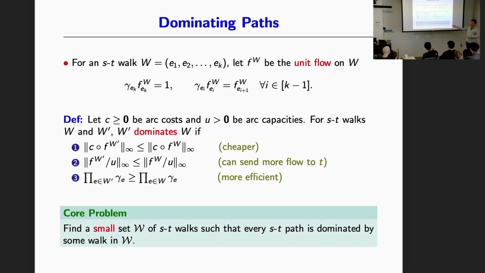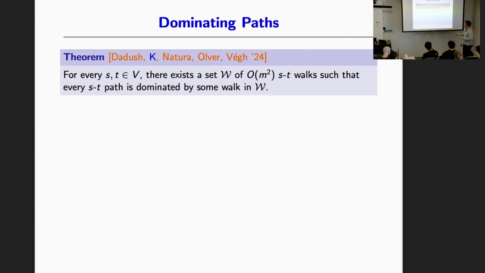But this is the essential core problem that we need to solve. So we show that for every pair of vertices, there exists a set of m square walks that dominates every ST path in the graph. Note that there could be exponentially many ST paths in the graph.